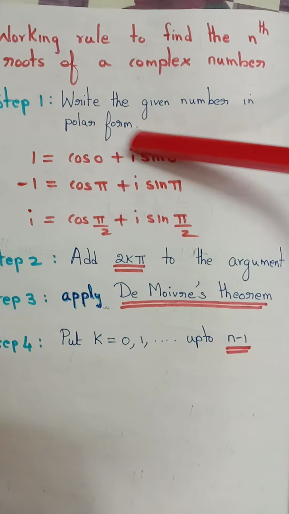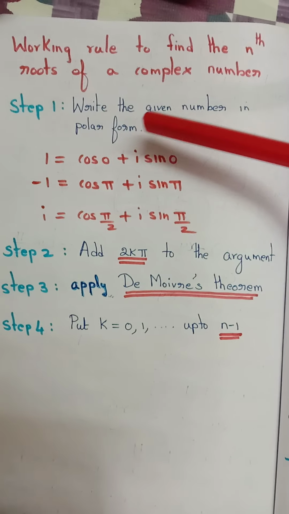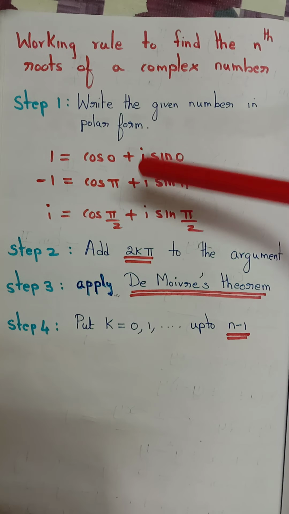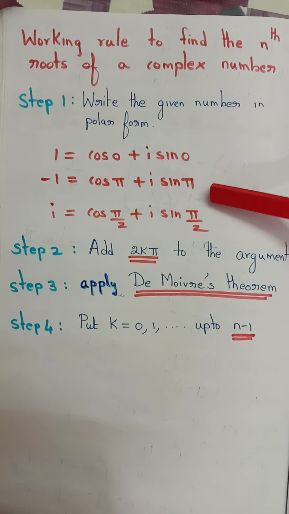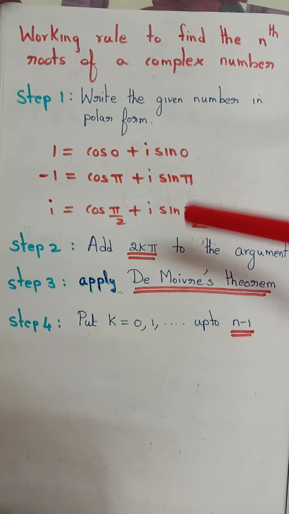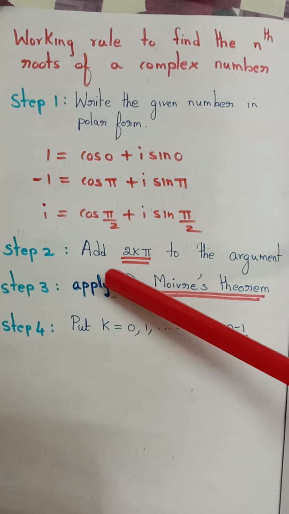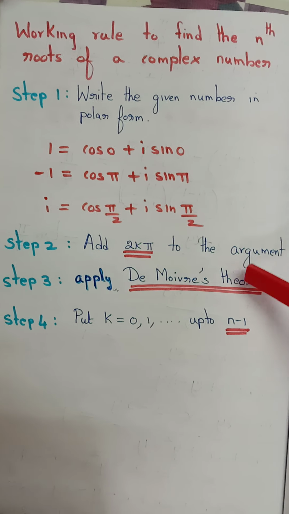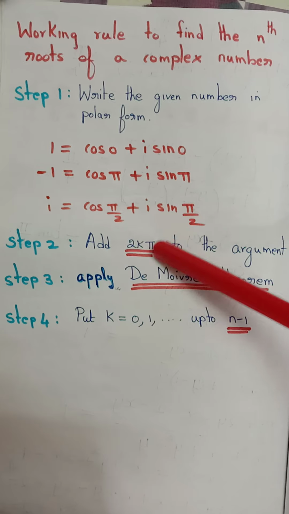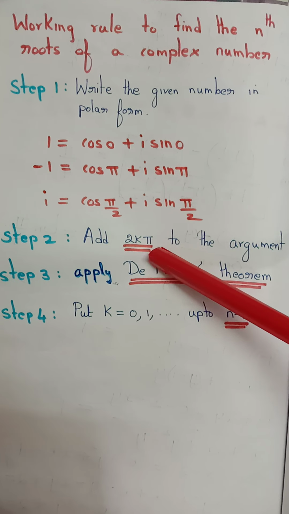So once again, step 1: write the given number in polar form, and remember these three polar forms nicely so that when you are doing the sums you will get enough speed. Now step 2: after that you have to add 2k pi to the argument. So in the polar form, where the angle is there, you should add 2k pi.